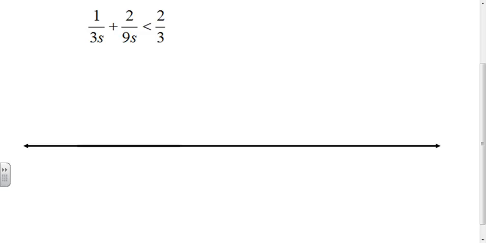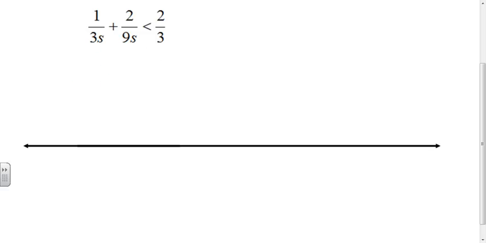Well, first thing to do is always find the LCD. So we have 3s, 9s, and 3. So 3 times s, 3 times 3 times s, and 3. So it looks like all of these have a 3. All of them have an s. S is to the first power, 3 is to the second power. So our LCD is 3 times 3 times s, or 9s.